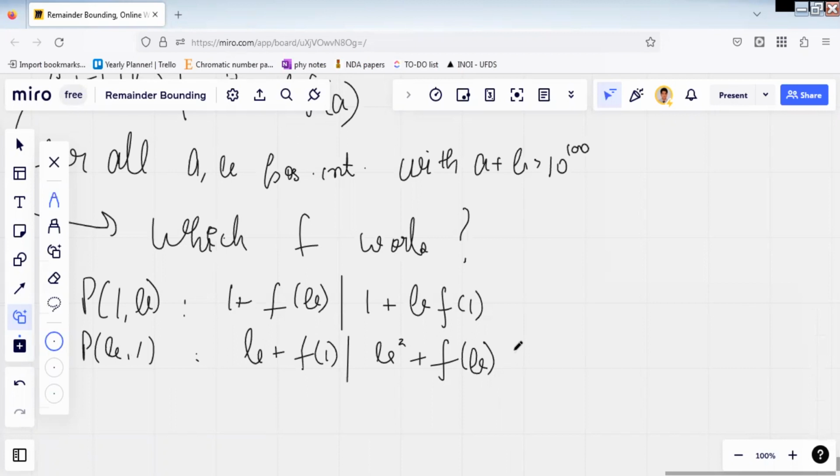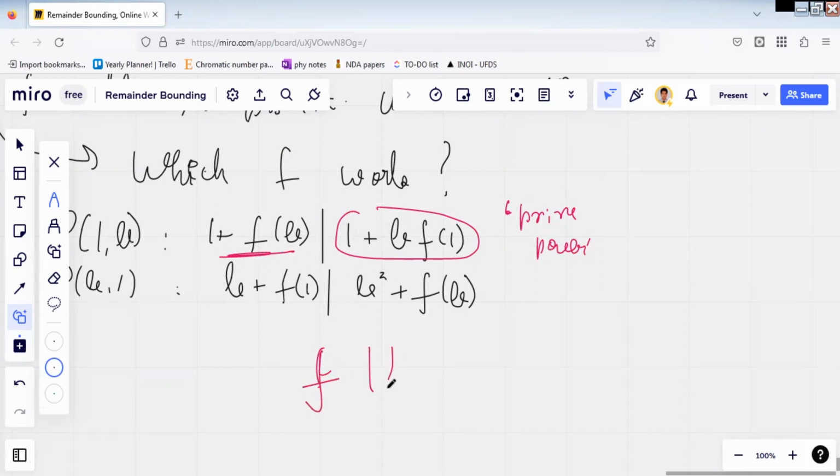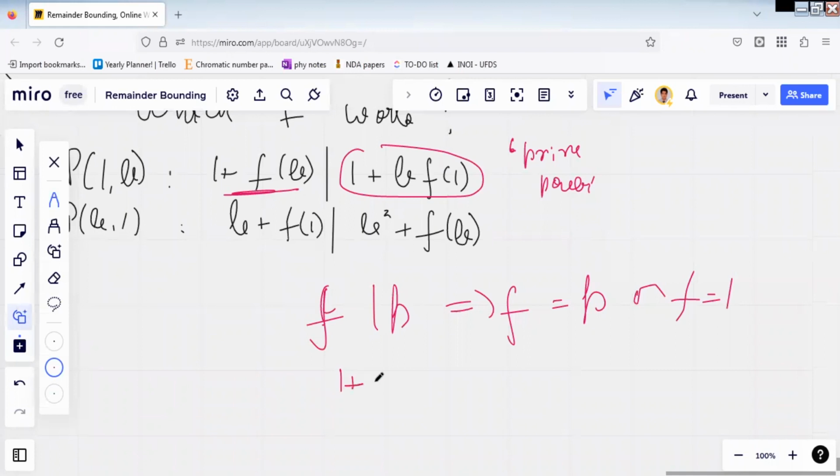P minus 1 by C in the first one, where C is f of 1. So what we want to do is, in the FE divisibility things, it's a good idea to make the right hand side prime. Or if you cannot make it prime, then try to make it a prime power. So that if the left hand side, some function here, divides a prime, this means that it can either be p or 1. So this gives you a lot of information.